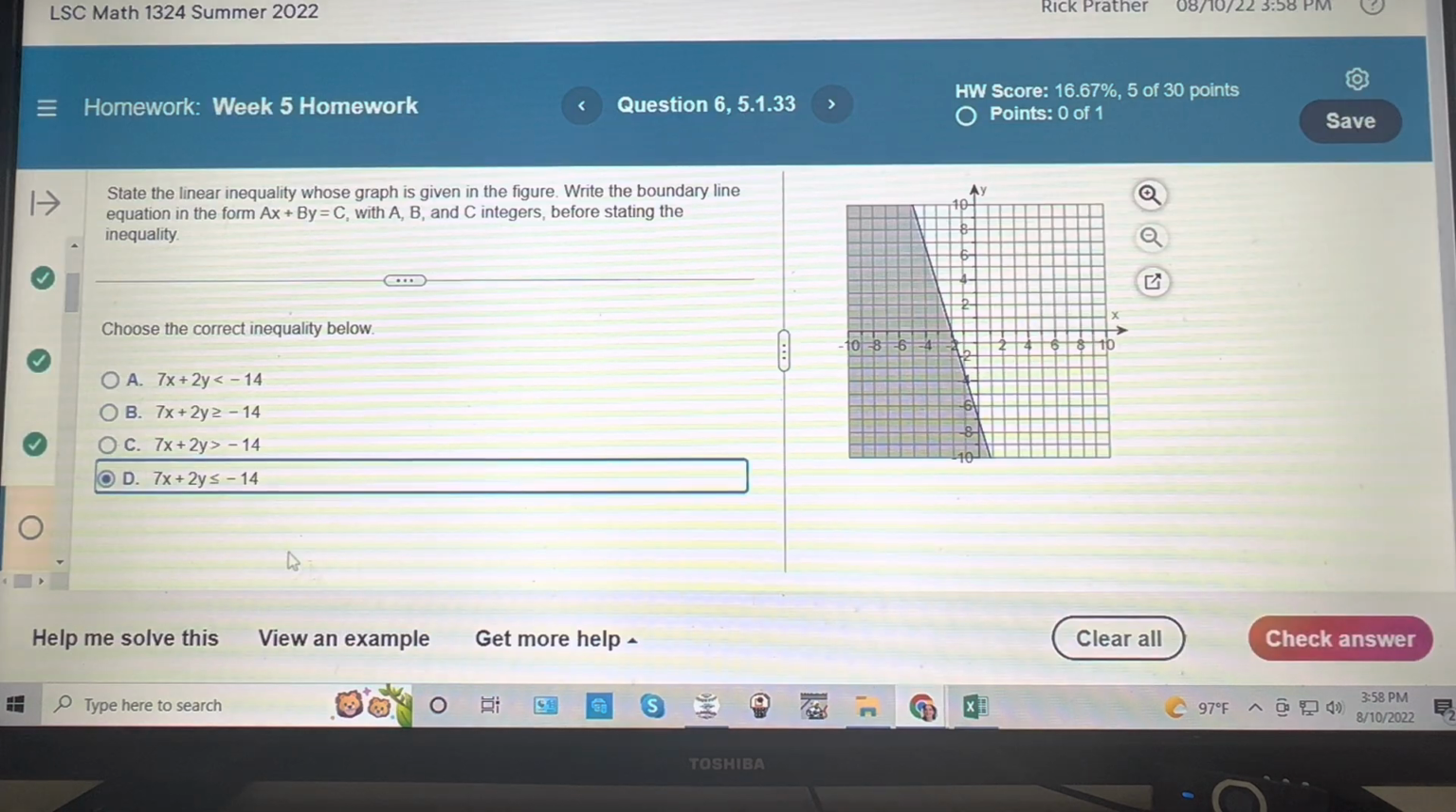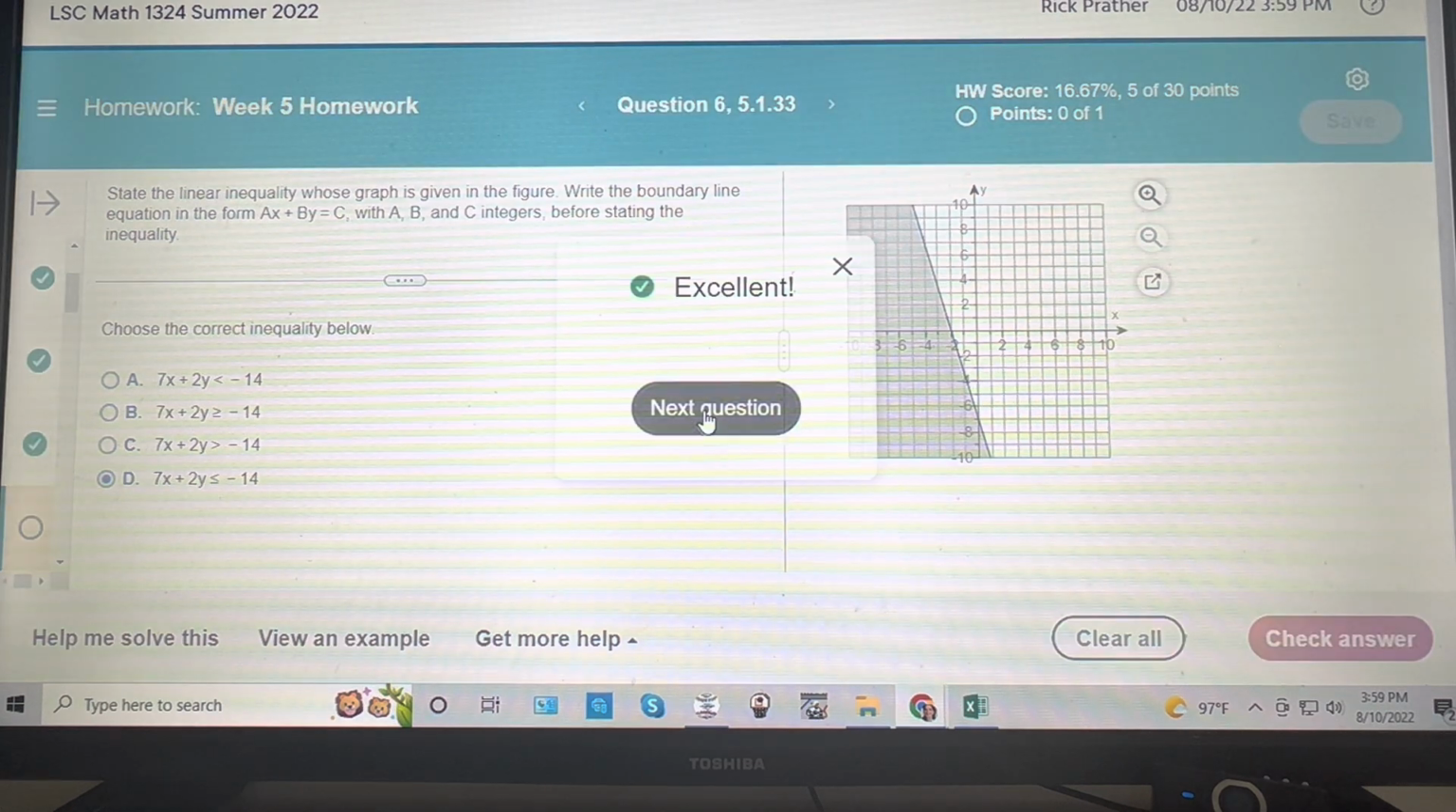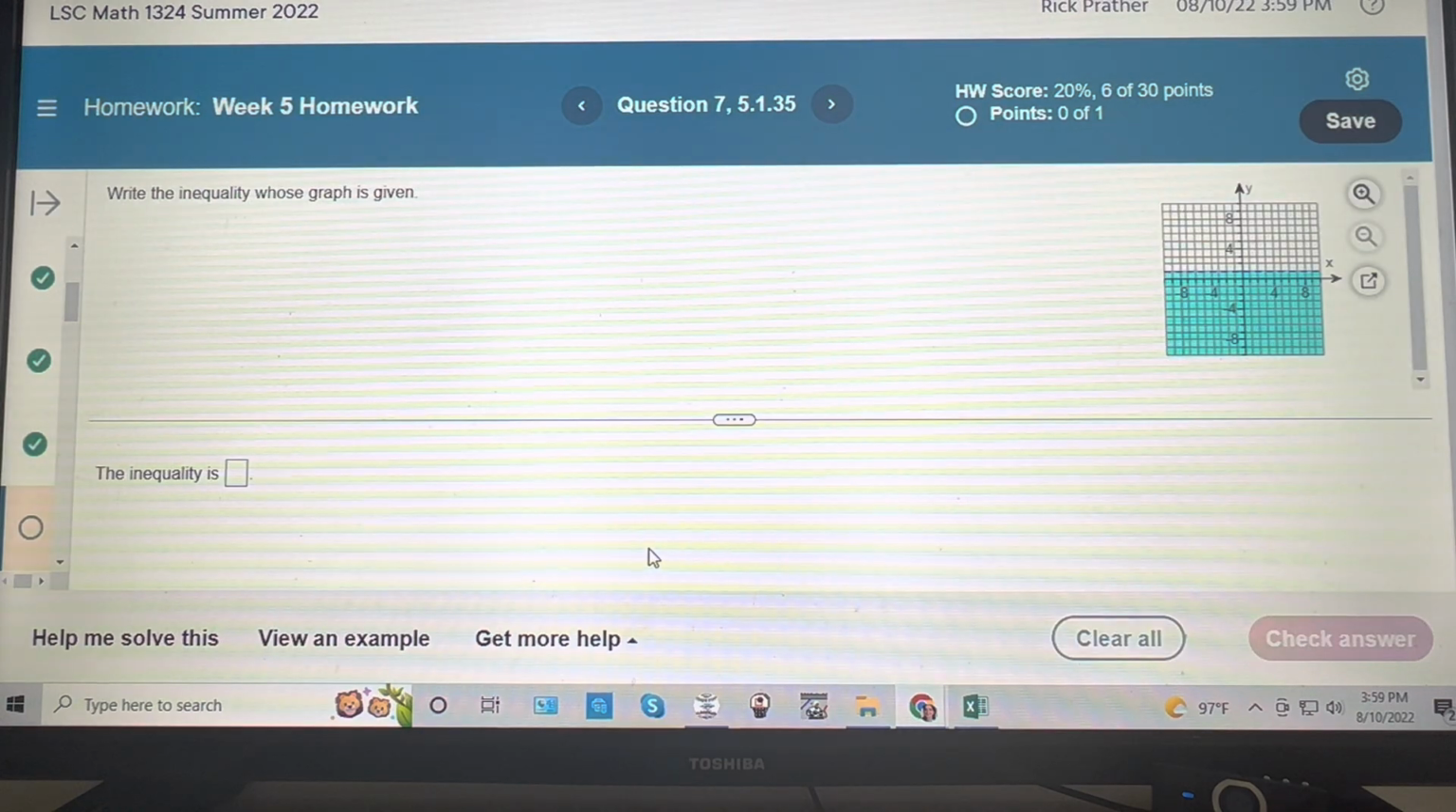But you could have known the answer was D because it was a solid line. That definitely eliminated A and C. And if it's shaded down, you're probably going to have a less than, but you just have to be careful that there wasn't a flipping of the inequality at any point. So just because it's shaded down doesn't mean the answer in standard form had a less than in it.